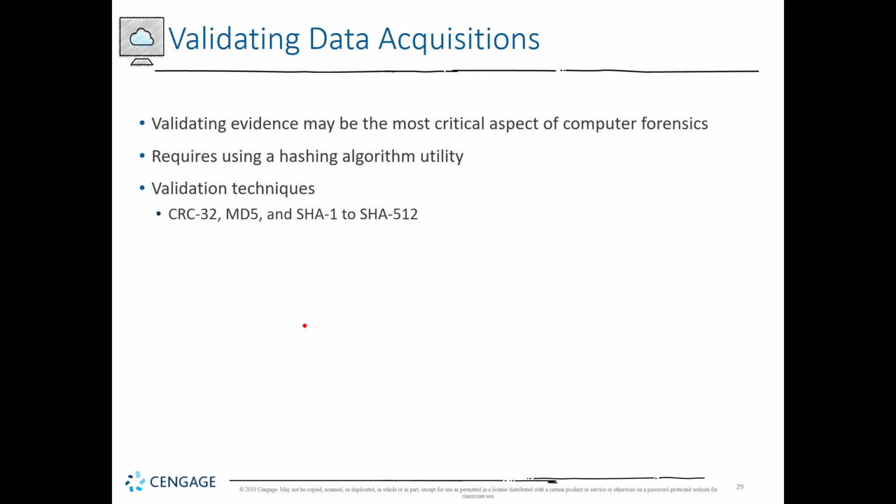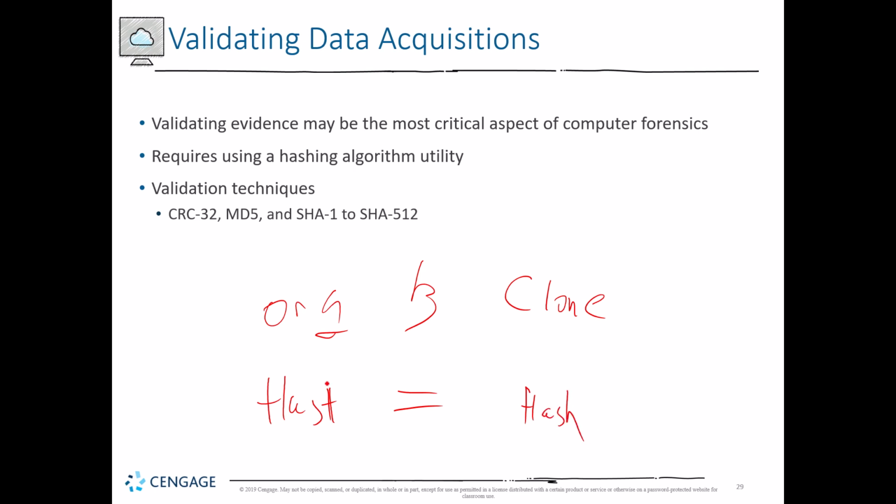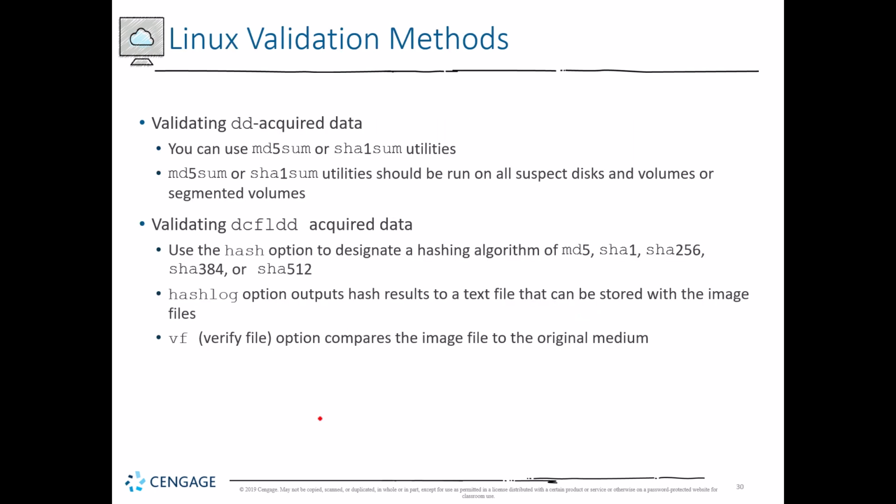It requires hashing the original evidence and our clone. The hash of both must equal one another. If they are not equal, then the evidence are not the same. And then you have to acquire the data or rehash it, or both.